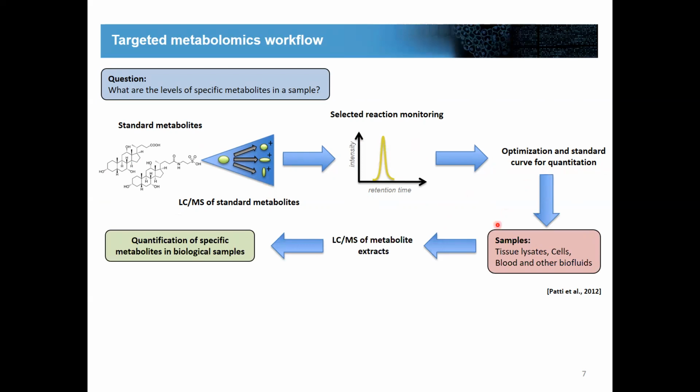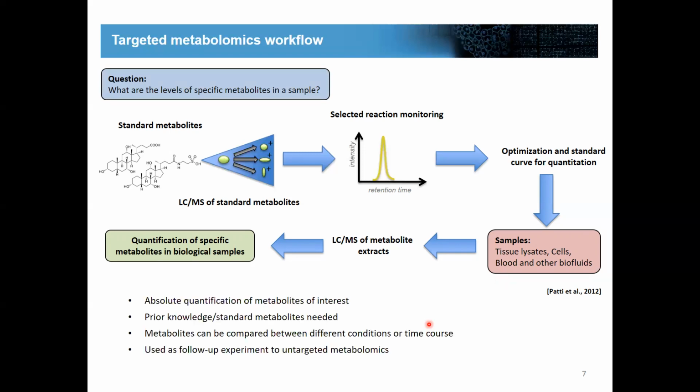Here again, typical biological samples can be used. And after a workup step, they are then introduced into the LC-MS system, and they are analyzed with the parameters that have been optimized in the first part of the workflow. And then at the end, the output is a quantity of a specific metabolite within the biological sample.